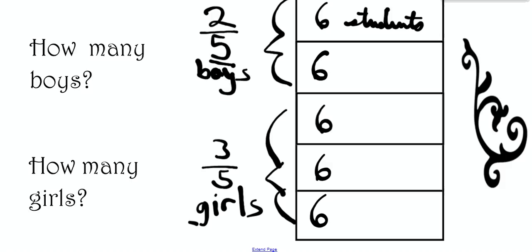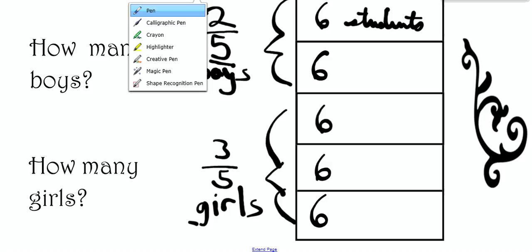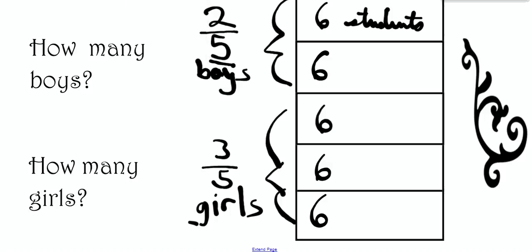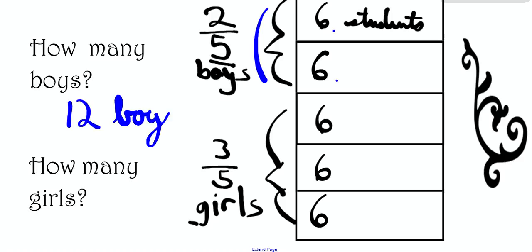For the sake of time, I'm just going to write the 1 here and continue on. From here, we can now answer the question, how many boys are in there? We look at our fractional parts, and we understand that our fractional parts tell us that we have 2/5. So this plus this. So how many boys are there? There are 12 boys. And so how many girls would that be?